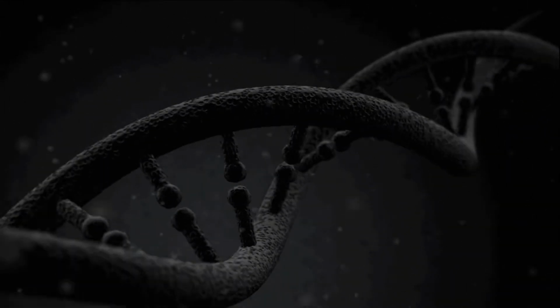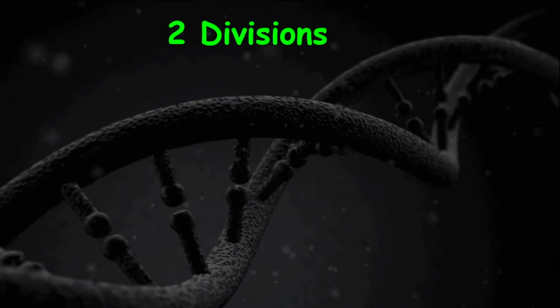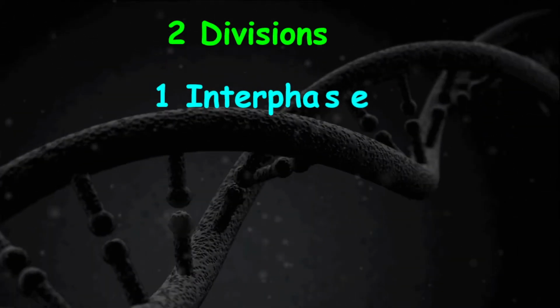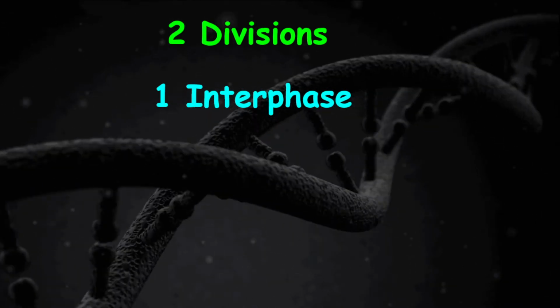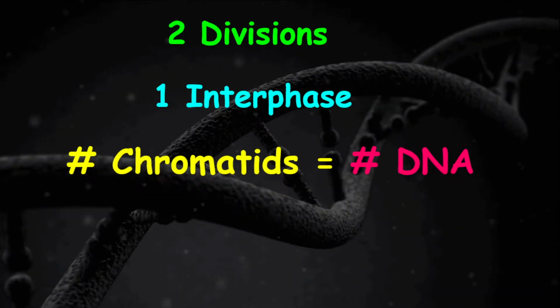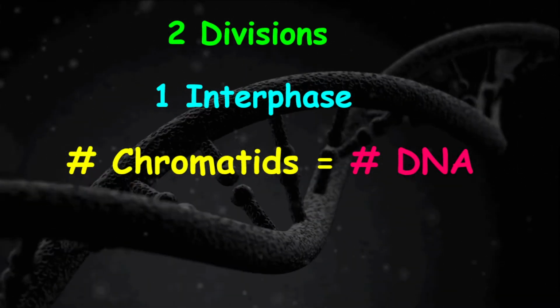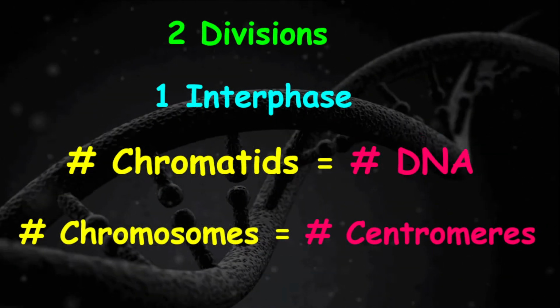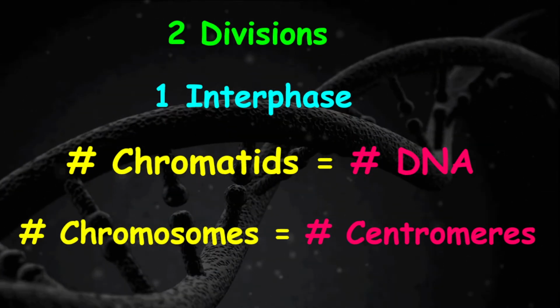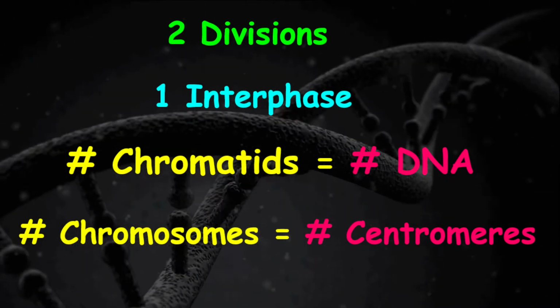Before we start, we're going to do a quick recap. There are 4 points to consider here. One is that there are 2 divisions, and even though there are 2 divisions, there is only one interphase. The third point to remember is that the number of chromatids is equal to the number of DNA molecules. The last point to consider is that the number of chromosomes is equal to the number of centromeres.